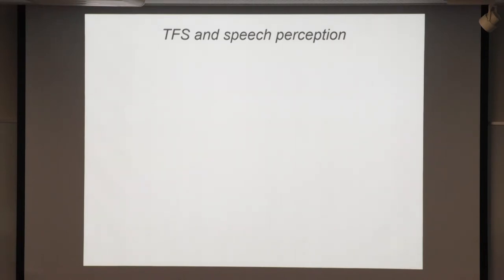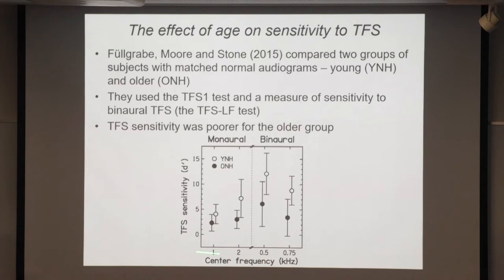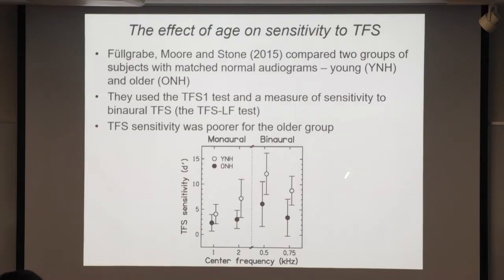Okay, so age also adversely affects the ability to use temporal fine structure. There are many studies that have looked at binaural sensitivity to TFS and have shown a worsening with increasing age. And interestingly, for binaural sensitivity, it appears that age actually has a bigger effect than hearing loss. There are also studies looking at the effect of hearing loss on binaural sensitivity. And while hearing loss does have an effect, the effect of age appears to be even bigger.